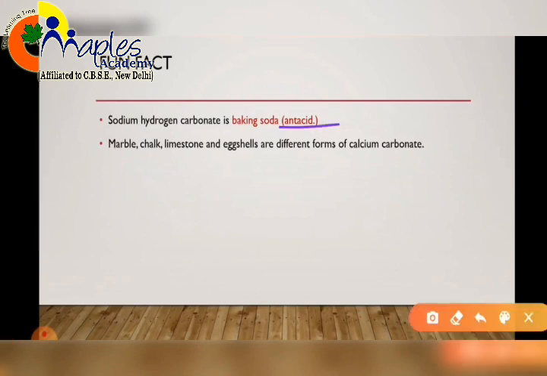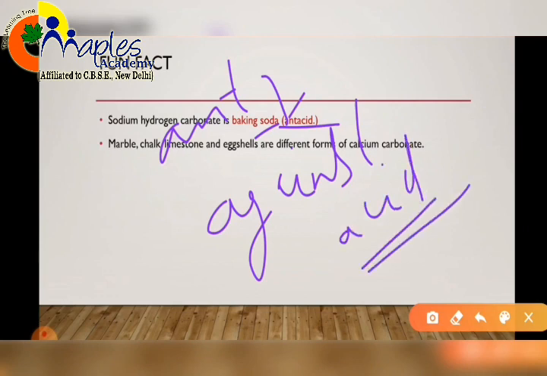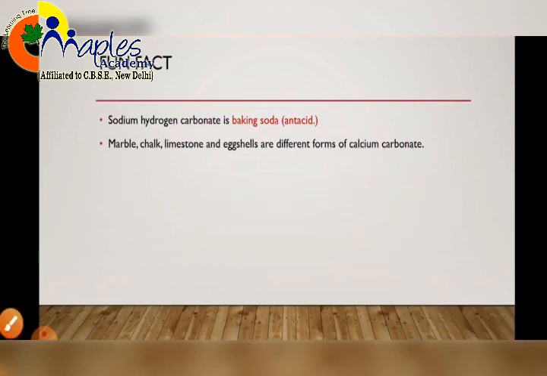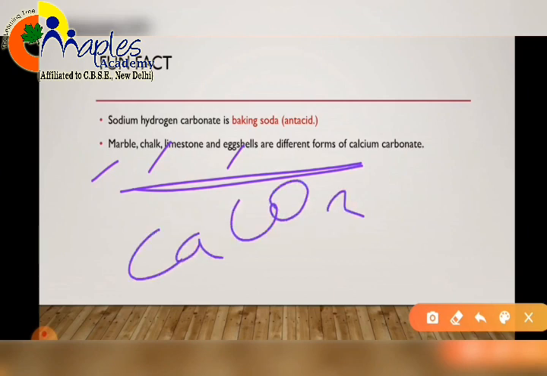Now sodium hydrogen carbonate is also known as baking soda, and it works as an antacid. Ant means against, right? If we are talking about acid, these are against the acid, so they work as an antacid to neutralize the acidity effect. Plus marble, chalk, limestone and eggshells are all forms of calcium carbonate, CaCO3, and this CaCO3 is a form of marble, right?